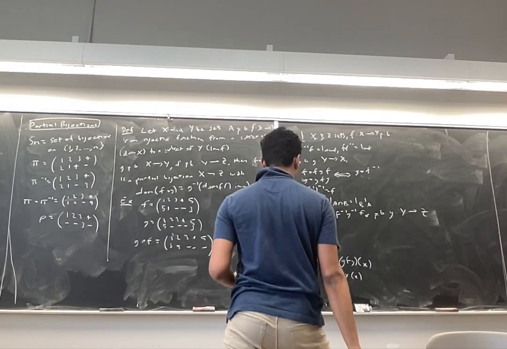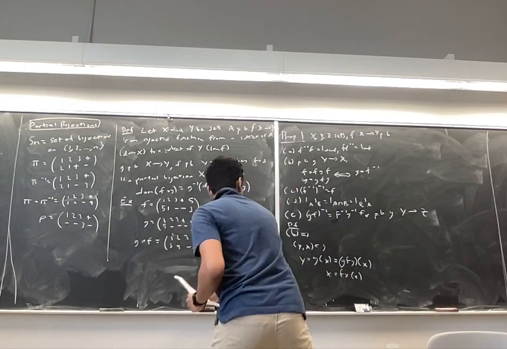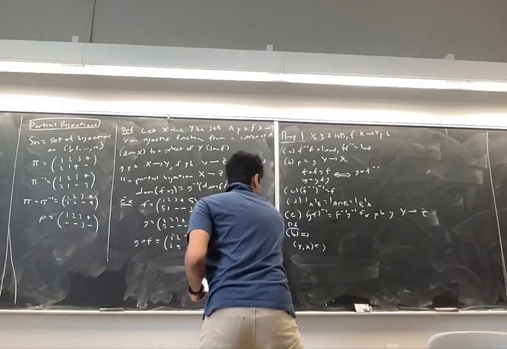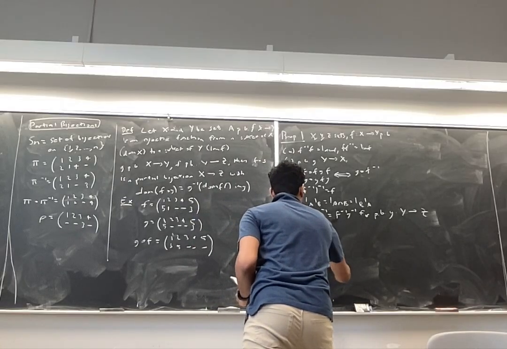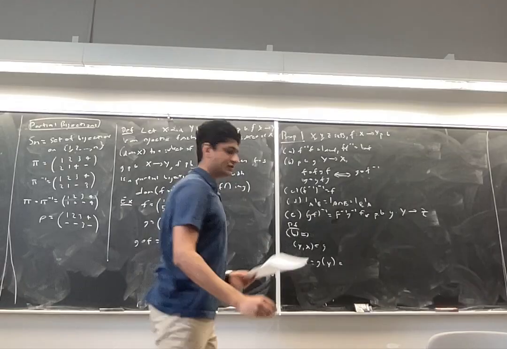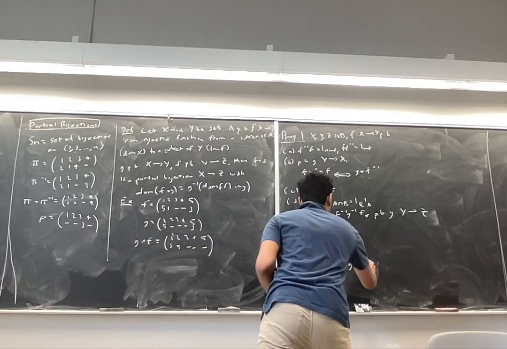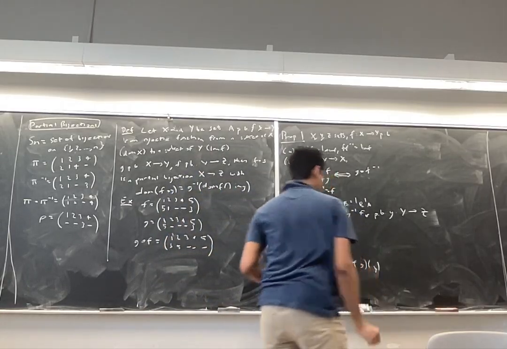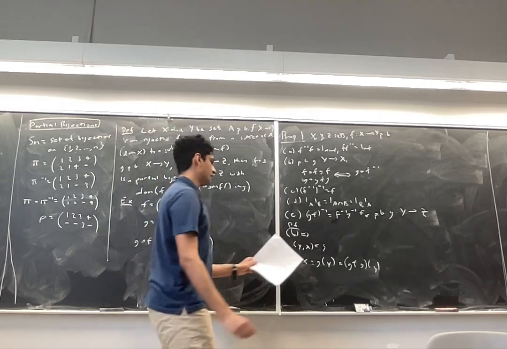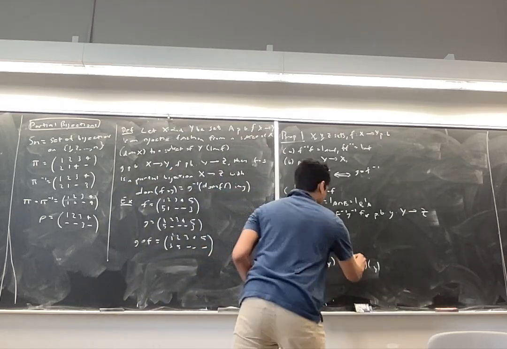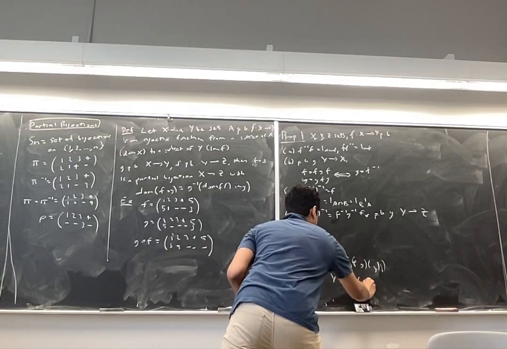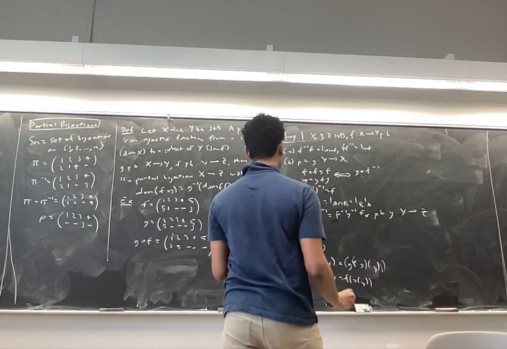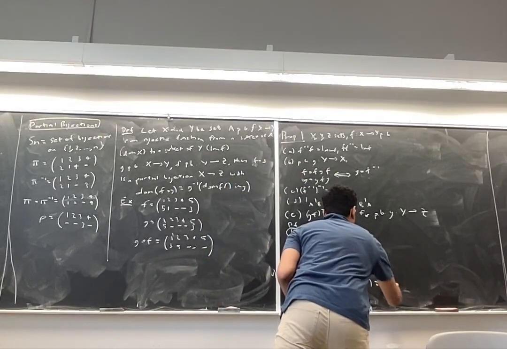No, sorry, I did the wrong order. We have X is G of Y, and G of Y is G F G Y. But since G is a partial bijection, since G of Y is G of FG of Y, I have Y is FG of Y. And so this is going to be F of X.